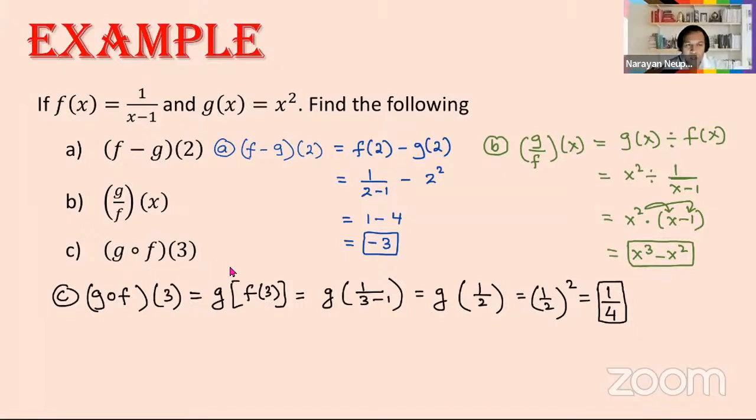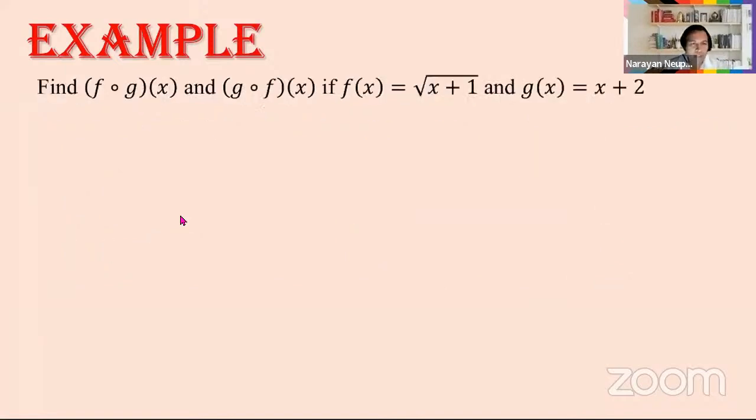Part C is the composition of functions. Part A and B are the operations. In part A, we have the difference. Addition follows the same thing. Sum will follow the same procedure. And in B, we did the division. Multiplication is similar. You just multiply two functions there.